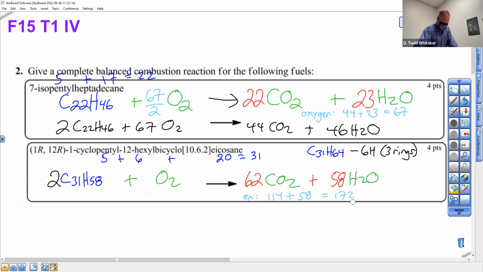All right. So do we agree that on the right side, there are 114 oxygens in these 62 molecules and 58 oxygens in these 58 molecules? So on the right side of the equation, do we agree there's 172 oxygens? Do we agree that we need 172 on the left side of the equation because matter is not created or destroyed in a chemical reaction? So I need a number to put here that when multiplied by 2 gives 172. And that answer is 86.